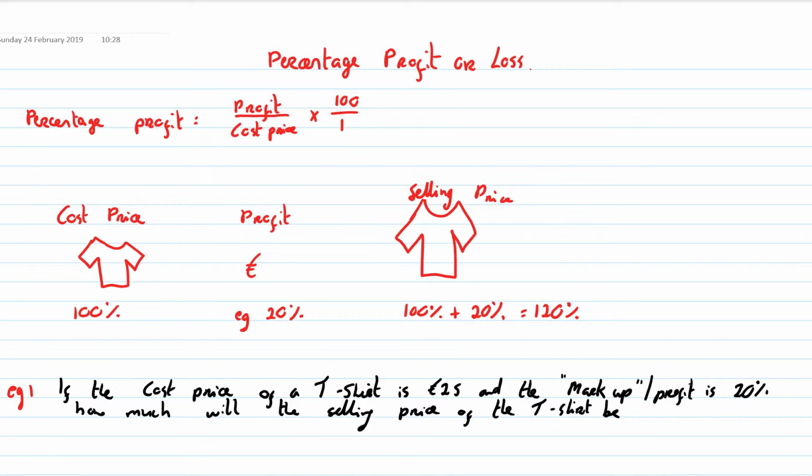In this video we're going to look at percentage profit or loss. So here we have our percentage profit formula. Percentage profit equals profit over cost price multiplied by 100. If we were looking for the loss, if there was a loss after selling something, instead of putting in profit here, we put in the loss.